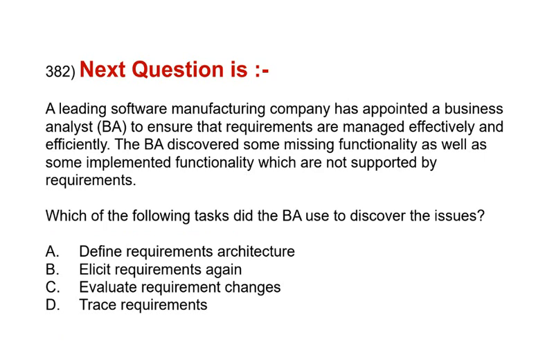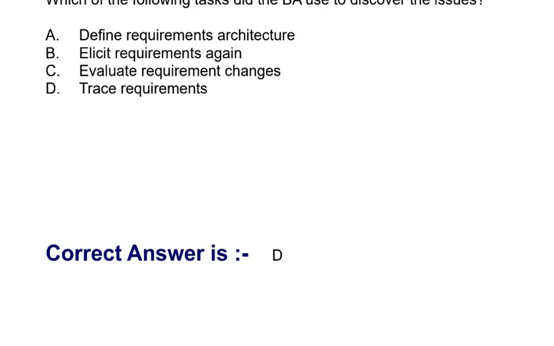Question is, a leading software manufacturing company has appointed a business analyst (BA) to ensure that requirements are managed effectively and efficiently. The BA discovered some missing functionality as well as some implemented functionality which are not supported by requirements. Which of the following tasks did the BA use to discover the issues? Option A. Define requirements architecture. Option B. Elicit requirements again. Option C. Evaluate requirements changes. Option D. Trace requirements. Correct answer is option D.